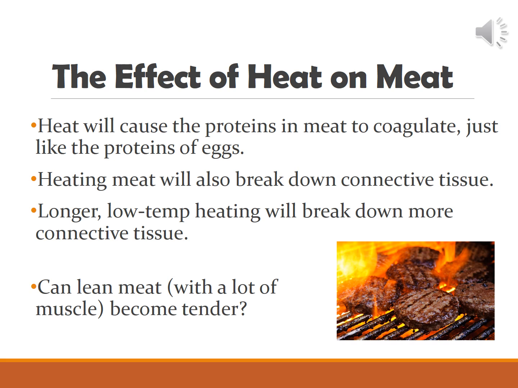Longer, slower heating is going to break down more connective tissue, and the key concept for heating meat to create a more tender meat is time. So notice that we're talking about longer periods of heating at lower temperatures. Exposing the heat for a longer period of time, regardless of the fact that it's lower, is going to break down more connective tissue than if we were to cook meat at very high temperatures for a short amount of time. So again, the longer that the meat is heated for, the more the connective tissue can be broken down.